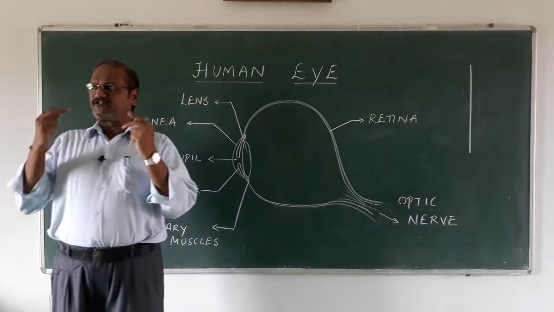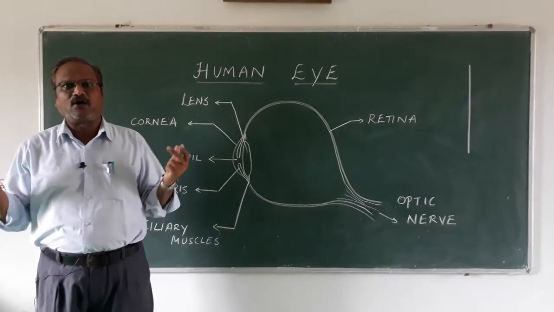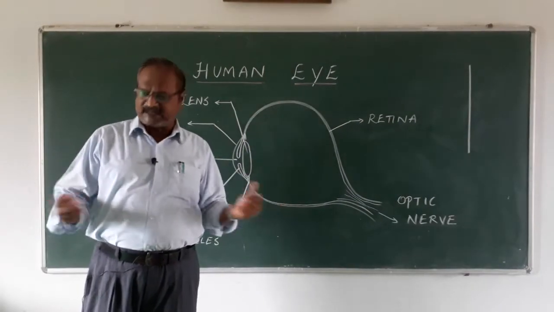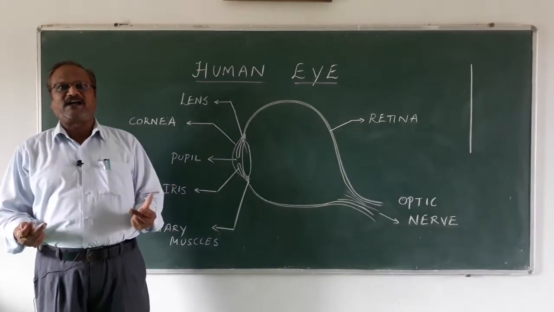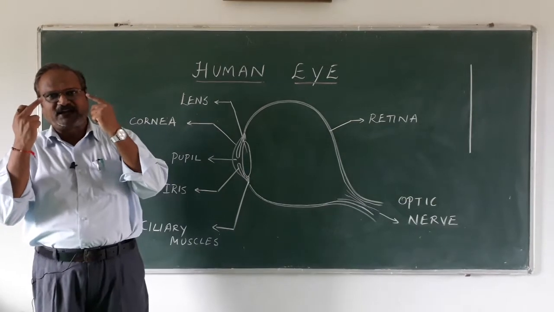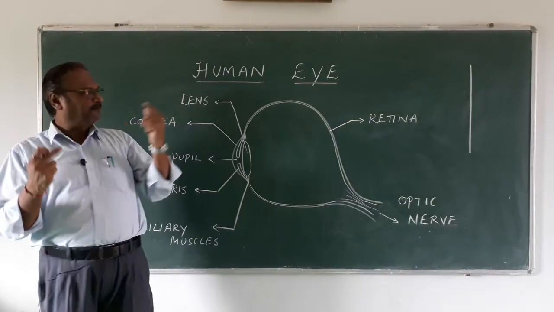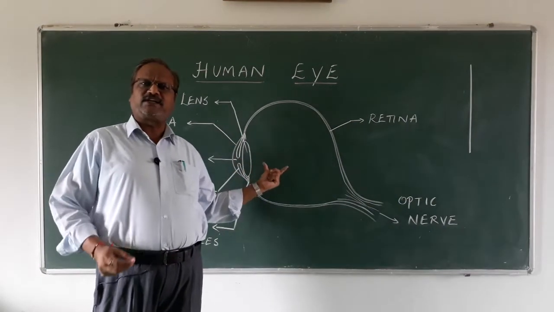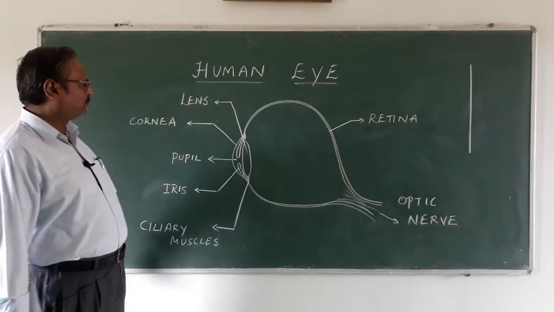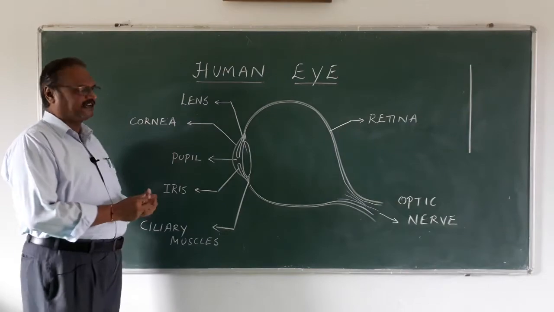Remember, the eye is the most versatile optical instrument. It is better than a telescope, better than a microscope, because I can see the whole world with the help of the human eye. So, the importance of the human eye is very high. Okay, now what does a human eye consist of?